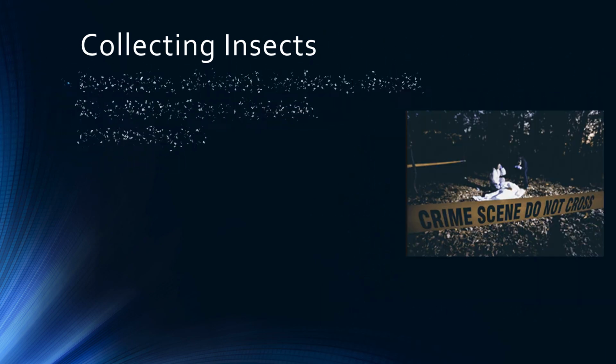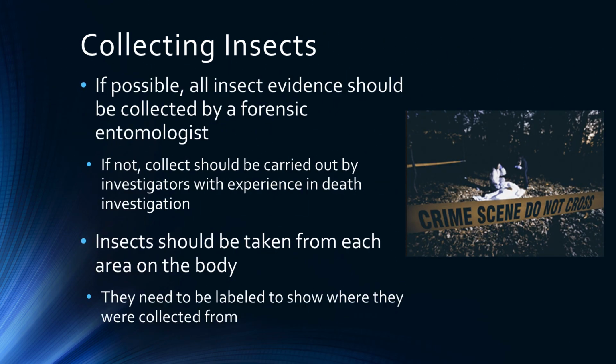So when collecting the insects, if possible, all insect evidence should be collected by a forensic entomologist. However, that's not always possible, and so as long as they're collected and carried out by an investigator with experience in death investigations, enough of them should be collected to aid in the investigation. When collecting the insects, they should all be taken from each area of the body, and then of course they need to be labeled to show where they were collected from, which will help to indicate time and cause of death.